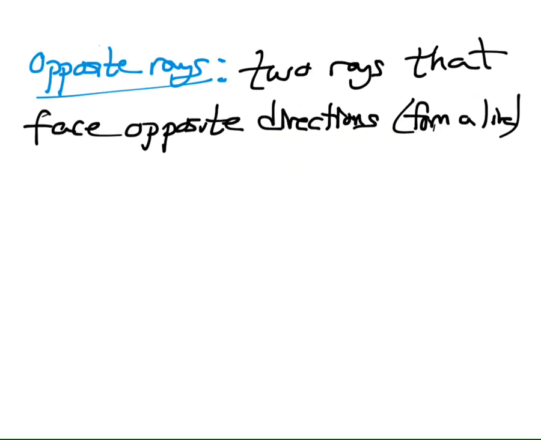So an opposite ray are two rays that face opposite directions, they form a line. So for example, if I had ray AB that went this way, and I had ray AC that went that way, those would be two opposite rays. Ray AB and ray AC. Okay? They form a straight line together. If you put them together, they make a straight line. We call those opposite rays.